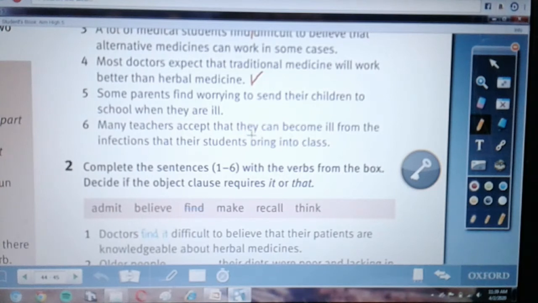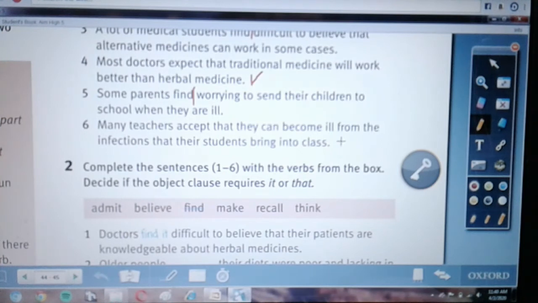Will it sound natural and better than the first one? Okay, some parents find it worrying to send their children to school when they are ill. Which one sounds better? The first one or the second one? Yep, the second one. So, we need to put it after main verb find and after this adjective, worrying.